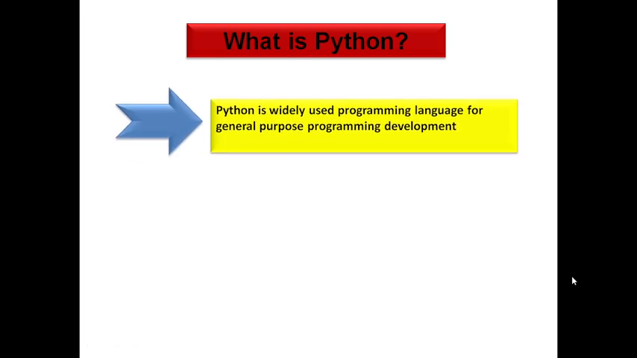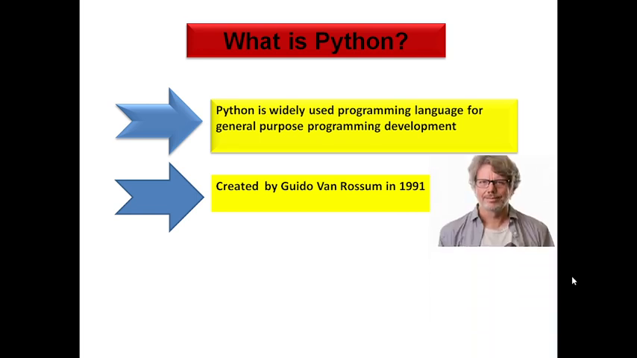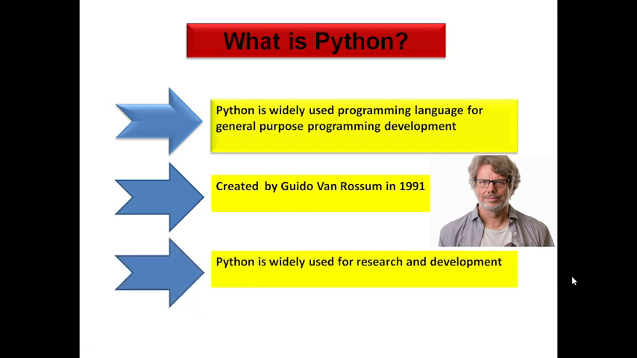First of all, we need to know what is Python. Python is a widely used programming language for general purpose programming development. We can do miracles with the help of Python programming, which was created by Guido van Rossum in 1991. Python is widely used for research and development nowadays because it is very easy to operate, and we can easily develop any kinds of feature models.